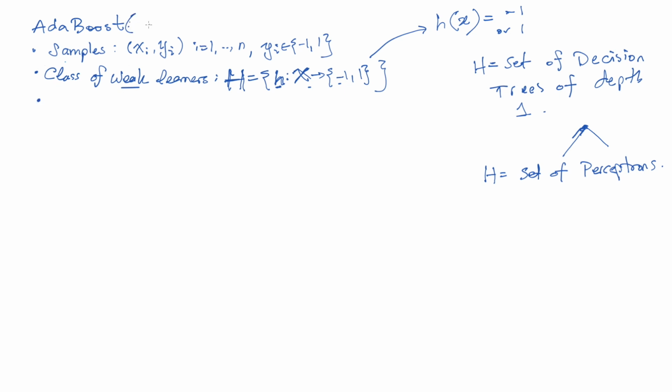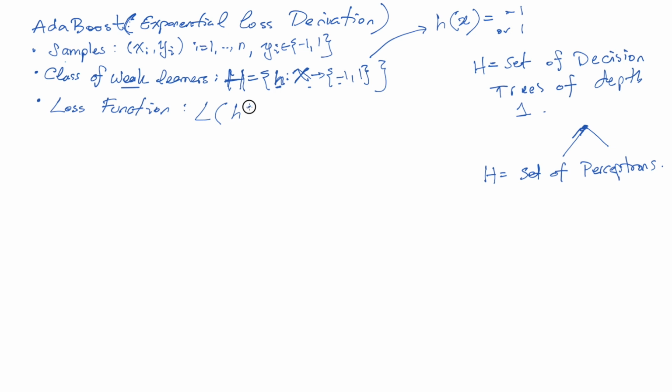So this derivation, by the way, is called the exponential loss derivation. And this is the way I like to think about it. It's kind of different to the lecture notes, but I think it's actually easier once you see it to derive it this way. And we're going to use a loss function, which is called the exponential loss, which takes two arguments, which is the prediction, h of xi, and the actual label yi, and it gives us e to the power of negative yi h of xi.